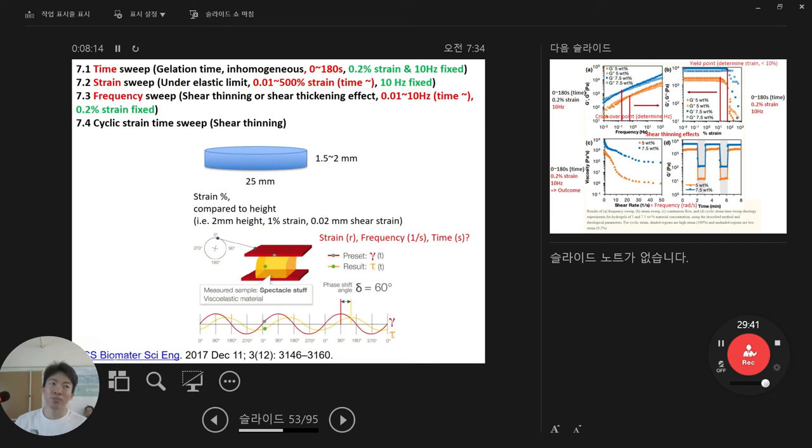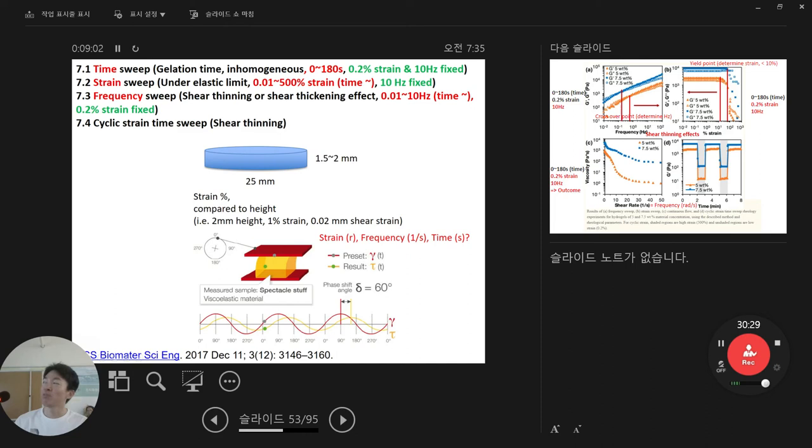And then why the cyclic strain time sweep? The cyclic strain time sweep is measured for the shear thinning effect. So with the frequency, you can measure the shear thinning or shear thickening effect. Depending on what you want to measure, you can determine the sweep. But most of the time, people do all the sweeps, not at the same time, but in one kind of process. So for example, if we have this hydrogel, you can do these sweeps one after another, or maybe use three or four different hydrogels of the same composition to measure the different types of sweep.